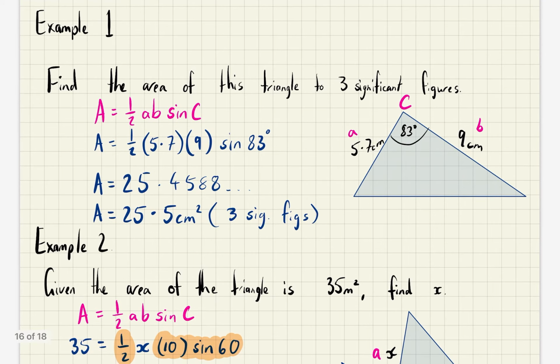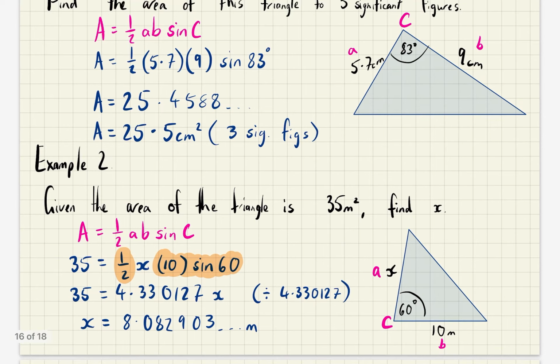For example 2, we've been given a triangle, but instead of being given the 2 side dimensions and the angle, we need to find a side dimension given the area. So given the area of the triangle is 35 meters squared, find x. So there's x there. I'm going to put in everything that I have after I label the triangle. So I label A, B, and angle C. And then when I put it in, I've got my half, A is x, B is 10, and my sine 60 because that's my angle.